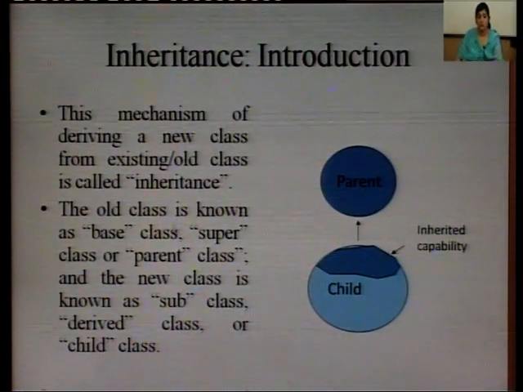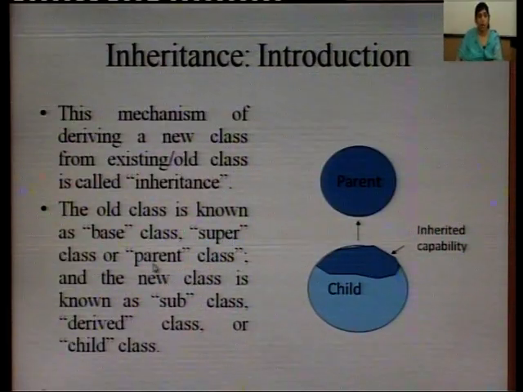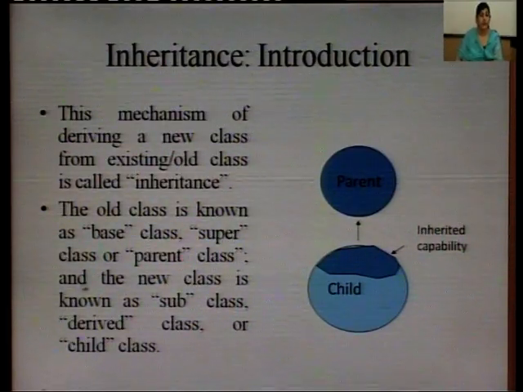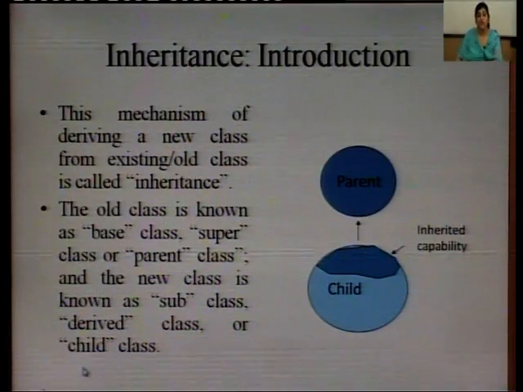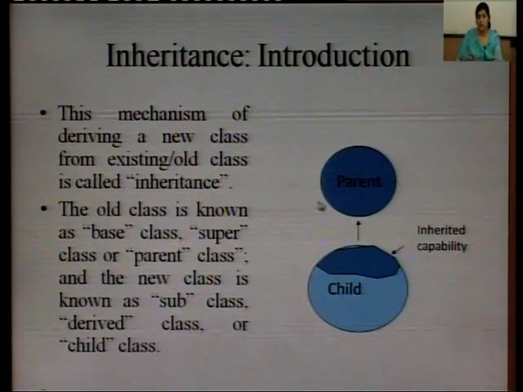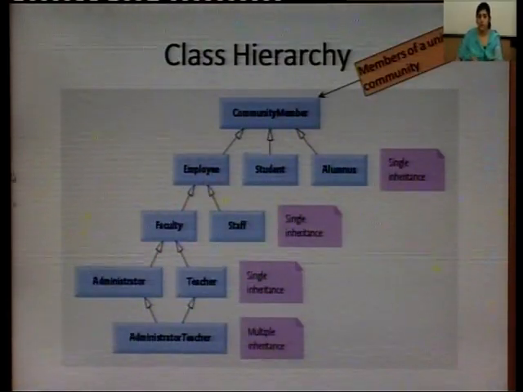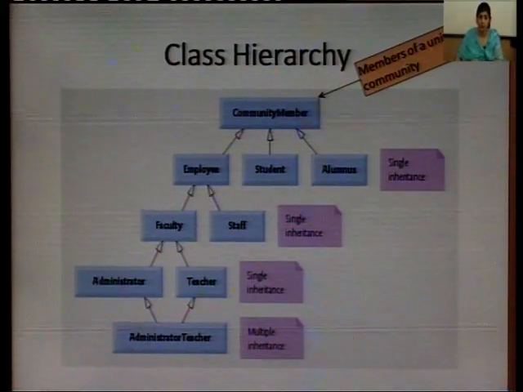The old class is known as the base class, superclass, or parent class. Note down this concept. What is the base class? It can also be called as a superclass or a parent class. And the new class is known as subclass, derived class, or a child class. Clear? Now it should be clear that what is actually inheritance is. Look at this diagram again. Suppose you are creating a program of your community member in your polytechnic college.